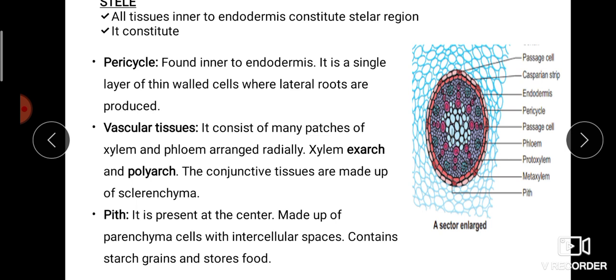Okay, and the xylem, we already counted the number of xylem patches present in dicot root. It is 4, that is tetrarch, but in case of monocot it is polyarch. So just like that you have to prepare the difference between dicot and monocot root. How will you prepare? First you have to study the internal structure of dicot root and internal structure of monocot root. Then you yourself prepare the difference between dicot and monocot root.